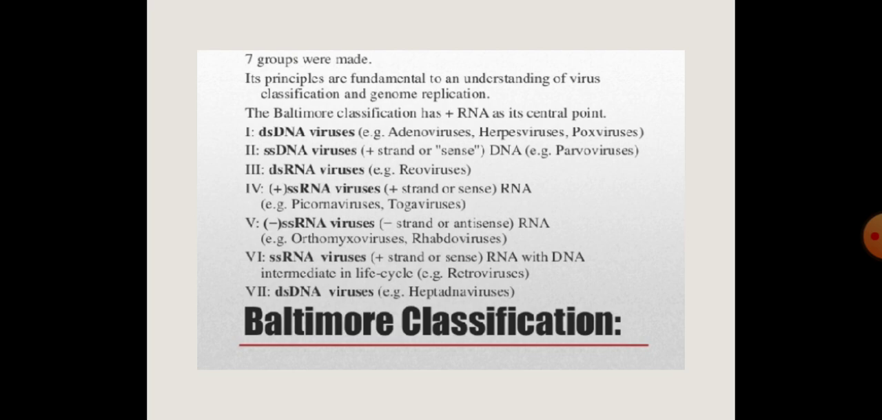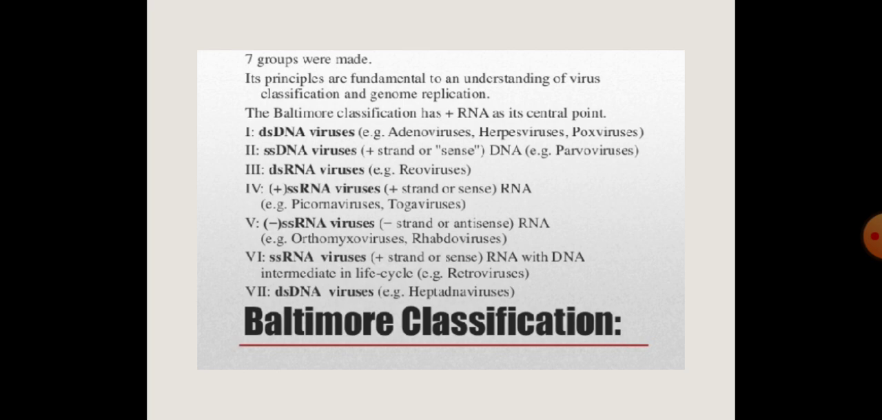In 1971, viruses were classified on the basis of the mechanism of RNA production and the nature of the genome. The genome is either single stranded or double stranded. According to Baltimore, there are seven groups, based on genome replication. The first one is dsDNA viruses, double-stranded DNA viruses. Examples are adenovirus, herpes virus, and pox virus.